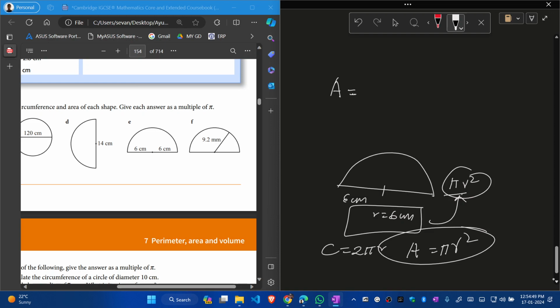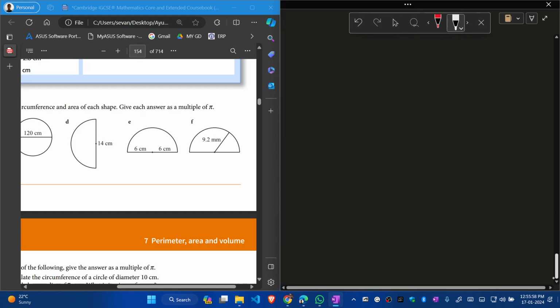Okay, pi r square. So r equals 6. 6 sixes are 36. So it will be pi into r square, which is 36 pi centimeters square. But that will be the area of the whole circle. So by half, divided by 2. So the answer will be 18 pi centimeters square.